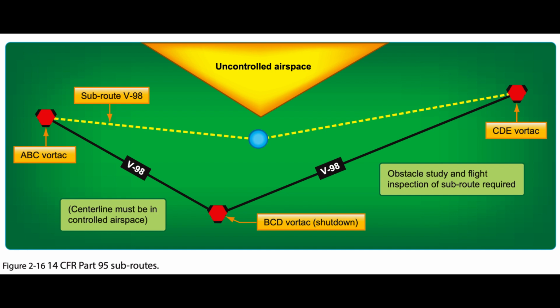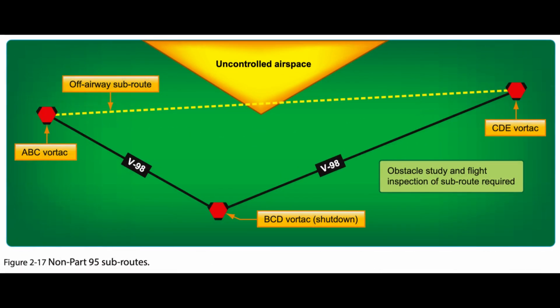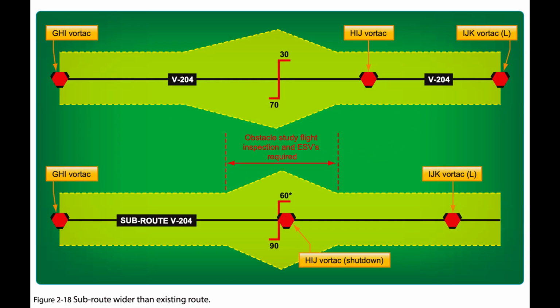The center line of substitute routes must be contained within controlled airspace, Figure 2.16. Although substitute routes for off-airway routes may not be in controlled airspace, Figure 2.17. Substitute routes are flight inspected to verify clearance of controlling obstacles and to check for satisfactory facility performance. If substitute routes do not overlie existing routes or are wider than existing routes, map studies are required to identify controlling obstacles. Figure 2.18. The format for describing substitute routes is from navigational fix to navigational fix.